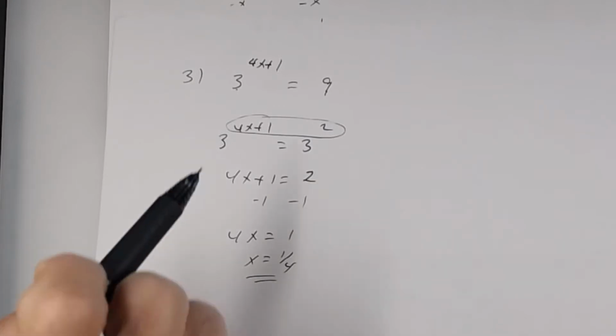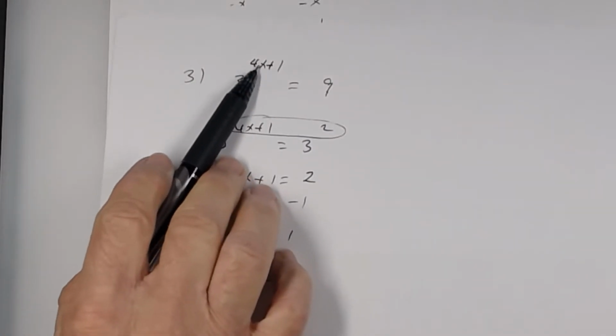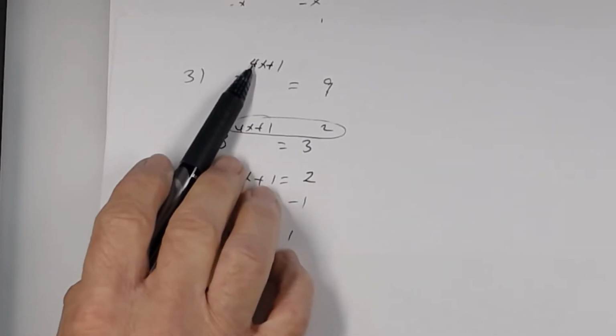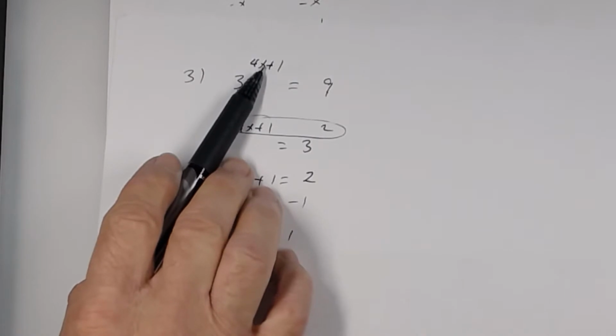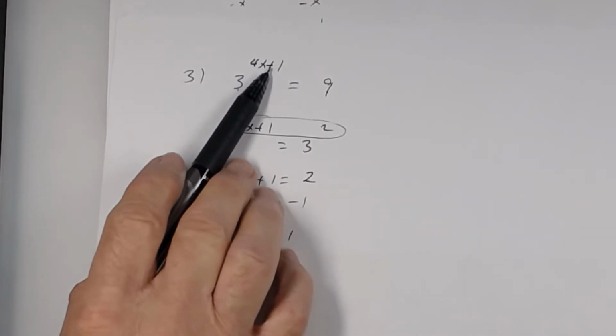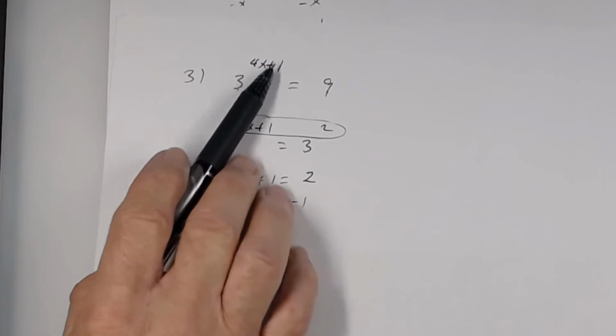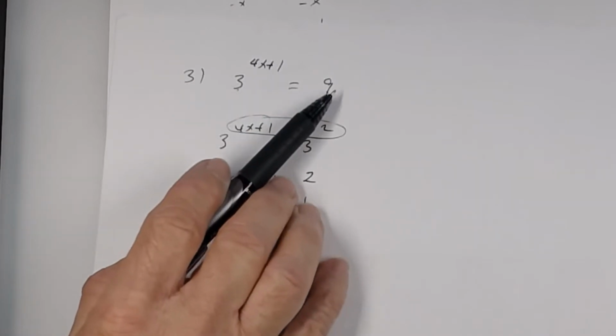And it kind of makes sense because, watch. Look, to check it: what's 4 times a 4th? What's 4 times 1/4? 1. What's 1 plus 1? 2. What's 3 squared? 9. That's what you wanted.